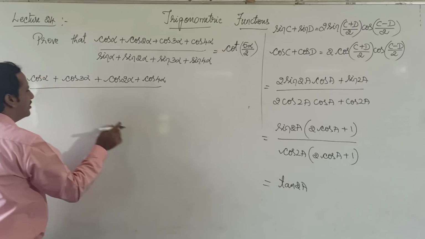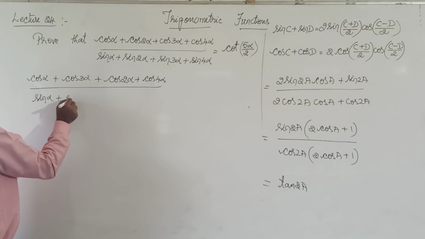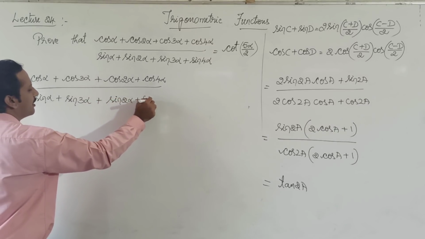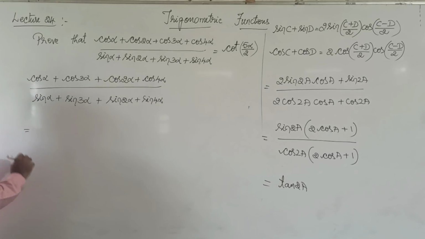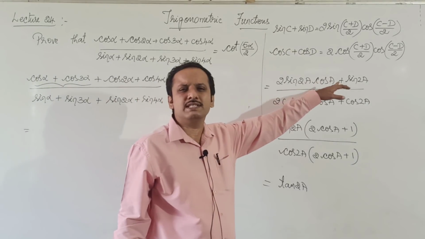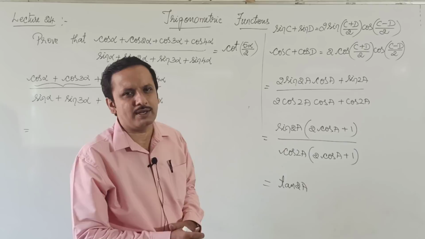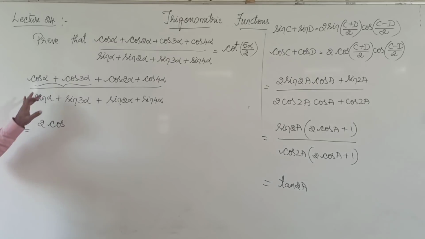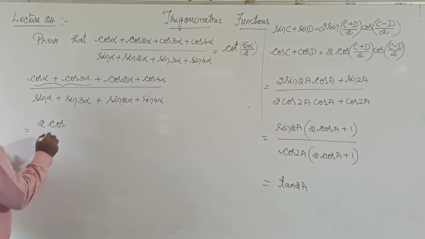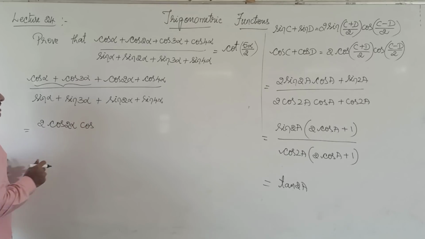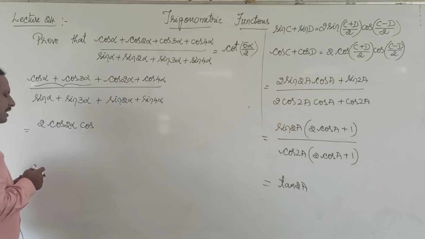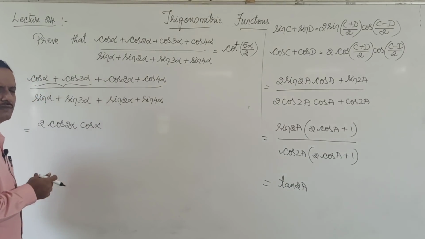I will do the same thing in the denominator also. Sin alpha plus sin 3 alpha plus sin 2 alpha plus sin 4 alpha. Okay, that's equal to. Here between these two I am using the cos C plus cos D formula. Cos C plus cos D is equal to, as we already know, 2 cos (C plus D) by 2 into cos (C minus D) by 2. So 2 cos of (alpha plus 3 alpha) by 2, that is 4 alpha by 2 which is 2 alpha, into cos of (alpha minus 3 alpha) by 2, that is minus 2 alpha by 2, cos of minus alpha will be equal to cos alpha itself.